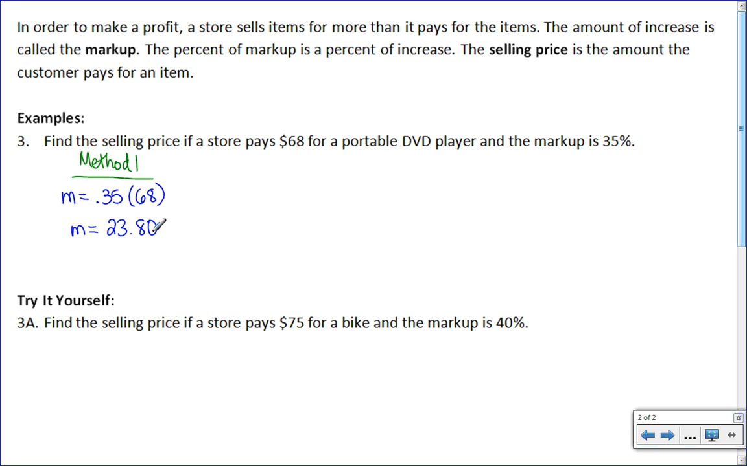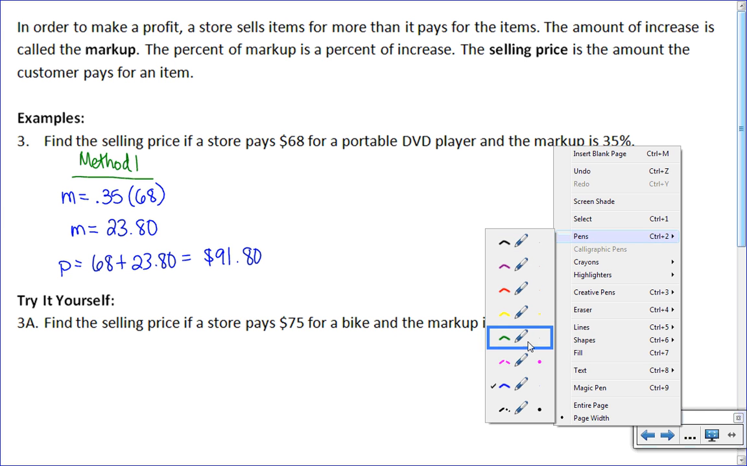But then we want to know the selling price. So the selling price is what the store paid plus the markup. So then the selling price is $68 plus $23.80, which is equal to $91.80.